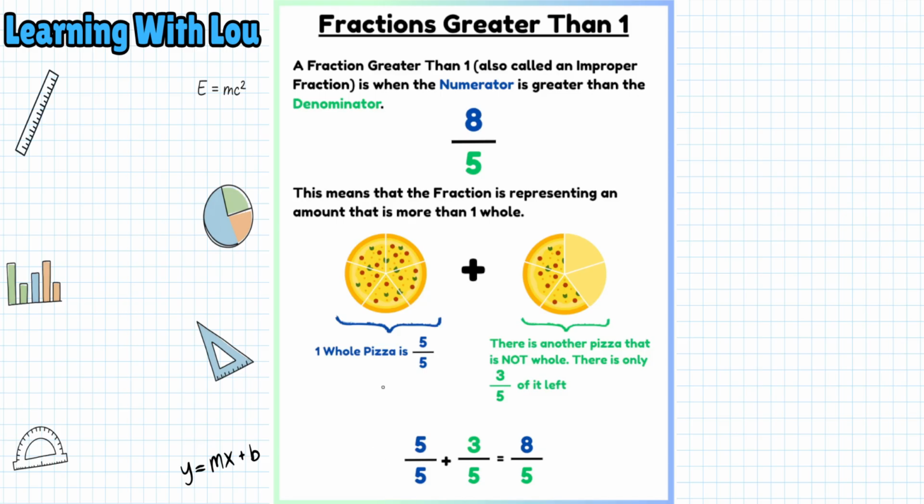So for example, if you take a look at these pizzas down here, you can see that 8/5 is represented in total. You have one entire pizza. That's 5 out of 5 slices are all still here. That's one whole. But there's a second pizza. It's not a whole pizza. There are 3 out of the 5 slices left. So you have 5/5 here in the one whole, plus another 3/5 in this other pizza. That gives you a total of 8/5. So 8/5 is an improper fraction because it's greater than one whole.